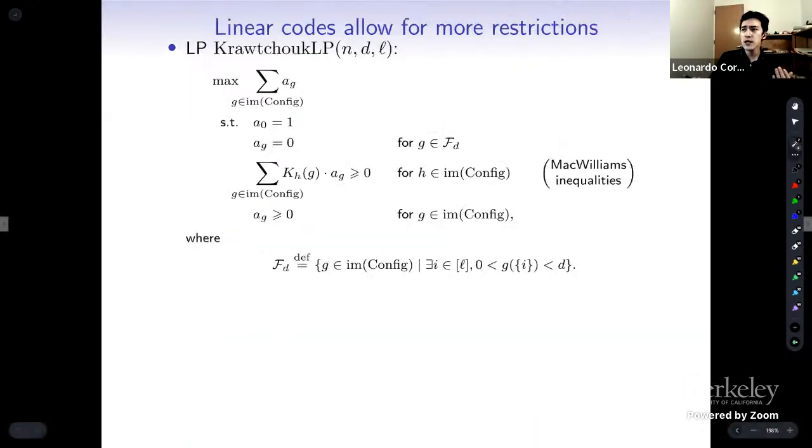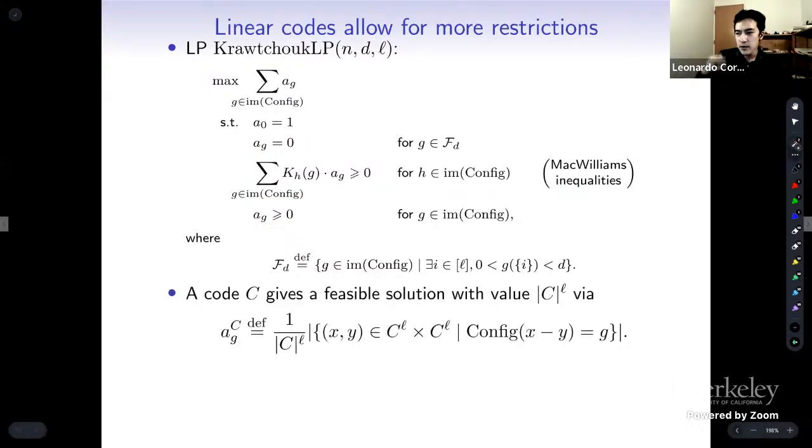So what we're going to get is a hierarchy that looks very much like the Delsarte LP, because we're going to have one variable for each configuration. We're going to sum over all these variables. We have some normalization constraints, some zero constraint, the MacWilliams inequalities, and some positivity constraints. And our intended solution is, of course, the configuration profile of a code that we saw before.